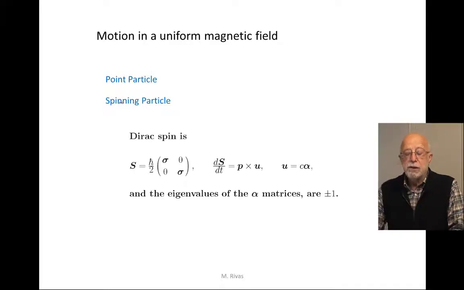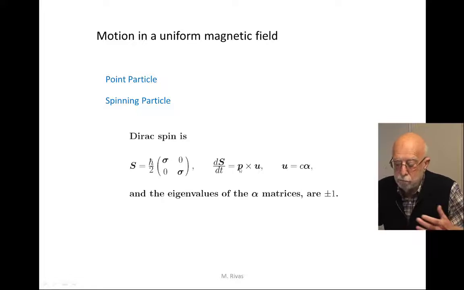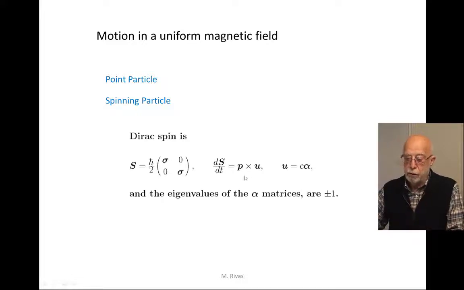But the center of charge spin is Dirac's spin. In the quantum mechanical description of the electron, Dirac's spin is written as a 4 times 4 matrix, h bar over 2, these are 2 by 2 sigma Pauli matrices. And this spin satisfies, even with interaction, this dynamical equation, where P is the linear momentum, in Dirac's theory the gradient operator, and U is Dirac's velocity operator written as c times Dirac's alpha matrices.